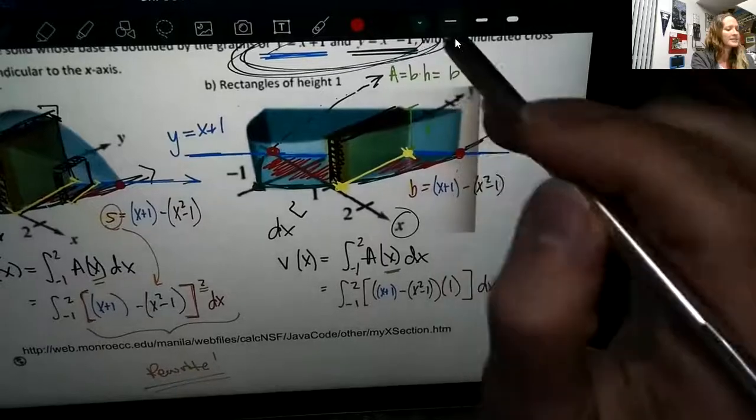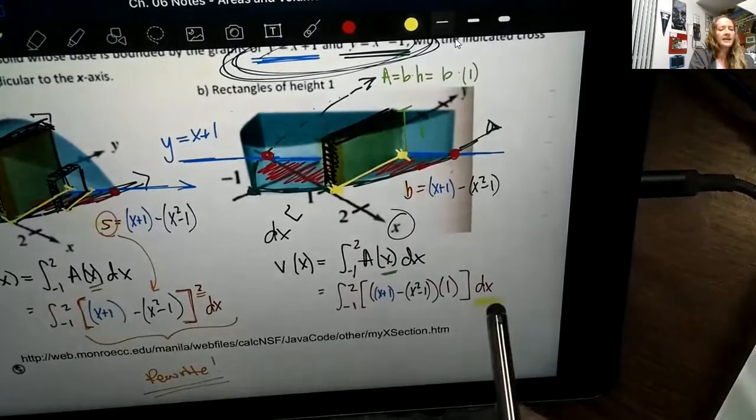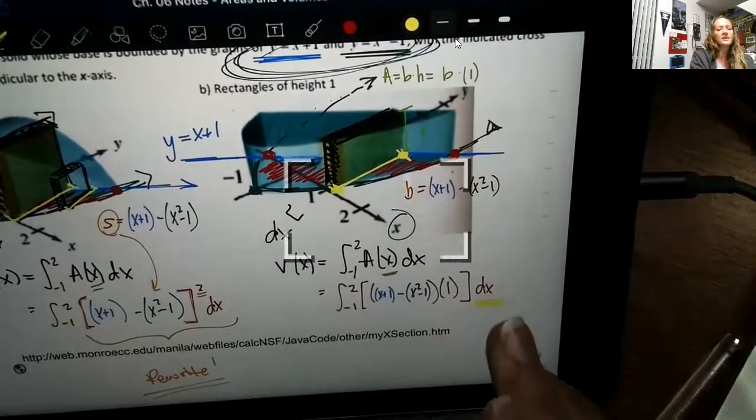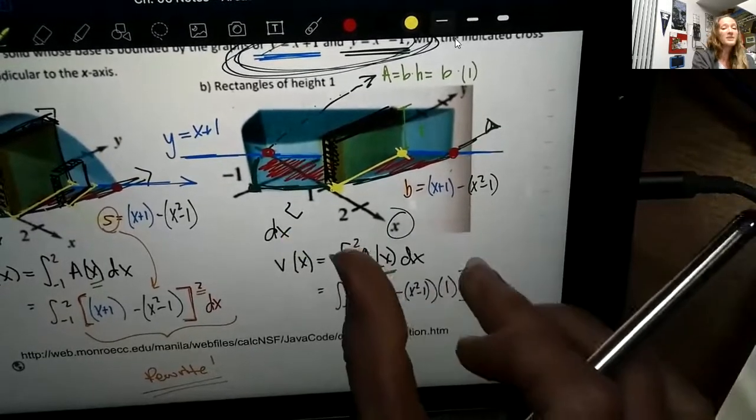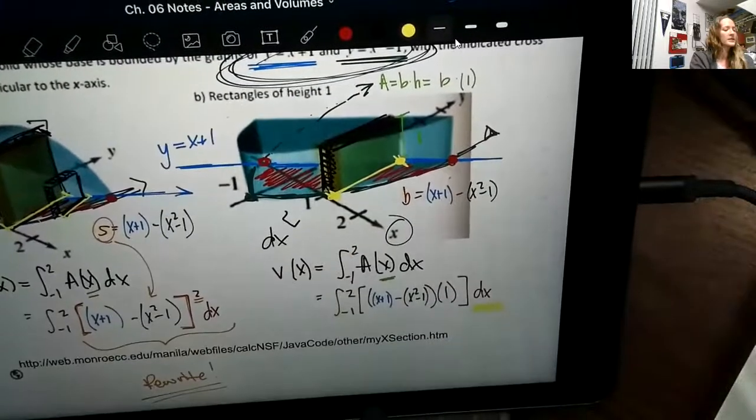And remember, behind the scenes, not that you have to have this perfectly down, but this dx is technically like a little delta x, like I'm giving you depth. I can't do it perfectly though. I'm throwing you in an integral and letting you make them infinitesimally thin and accumulate.